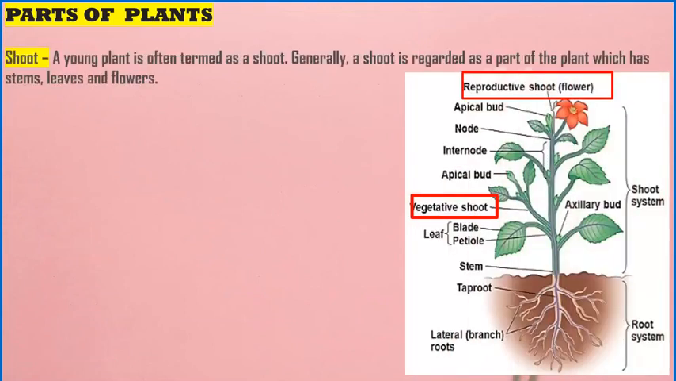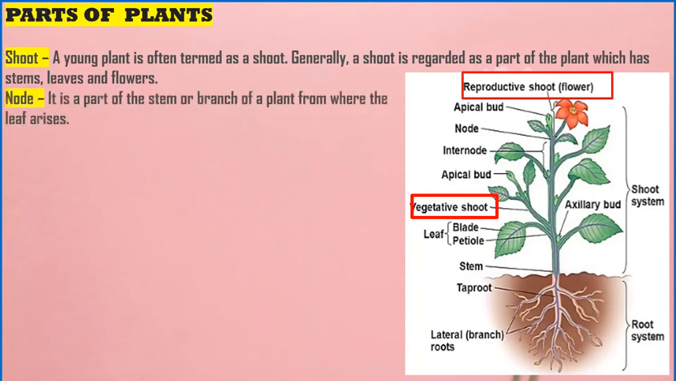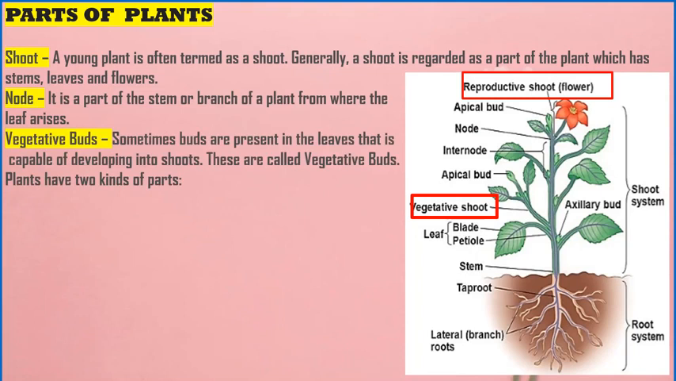Before learning the detailed way of reproduction in plants, we must know the parts of plants. Shoot. A young plant is often termed as a shoot. Generally, a shoot is regarded as a part of the plant which has stems, leaves, and flowers. Node. It is a part of the stem or branch of a plant from where the leaf arises. The part of the stem between the two nodes is called the internode. Vegetative buds. Sometimes buds are present in the leaves that is capable of developing into shoots. These are called vegetative buds.